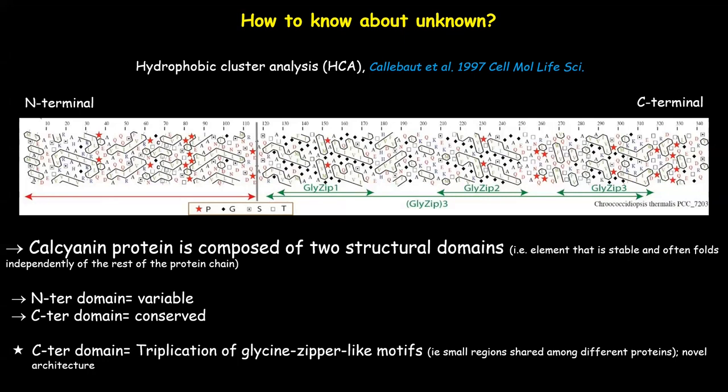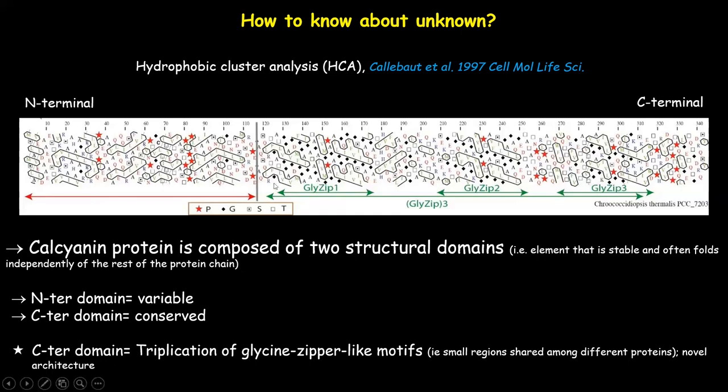So that's the first thing. Then you can separate what we call a domain, which is an element that is stable and folds independently of the rest of the protein, from another domain, which means that calcyanine basically is composed of two domains. There are two domains, so two parts which might fold independently.